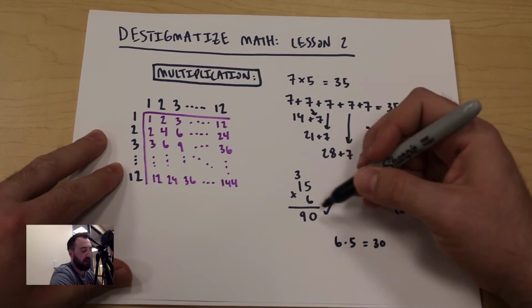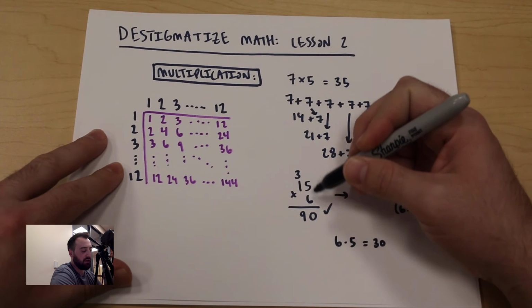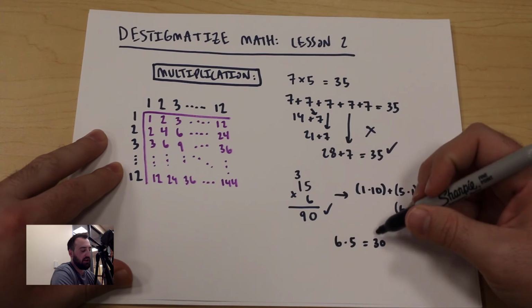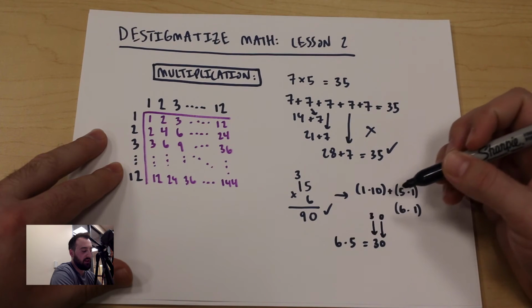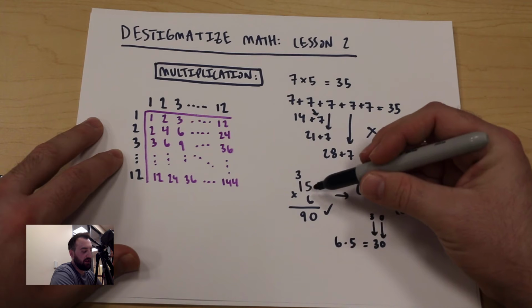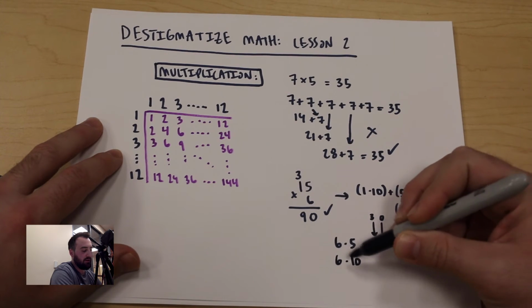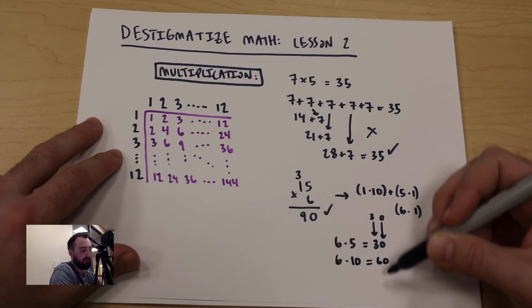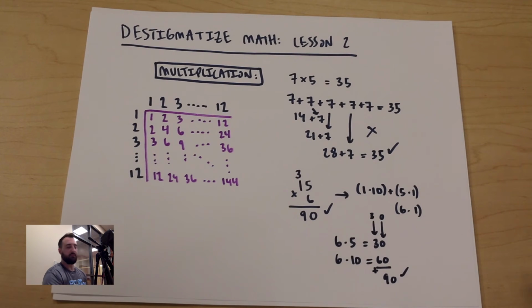So the 6 times 5 gave us a 30, and so what we did was we put a 0 in the ones place, and we carried our 3 into the tens place because 30 is made up of a 0 in the ones and a 3 in the tens. And so now that we've taken care of the 5 in the 15, we have to take care of the 10 in the 15. 6 times 10 is 60, and voila, 30 plus 60 gives us 90.